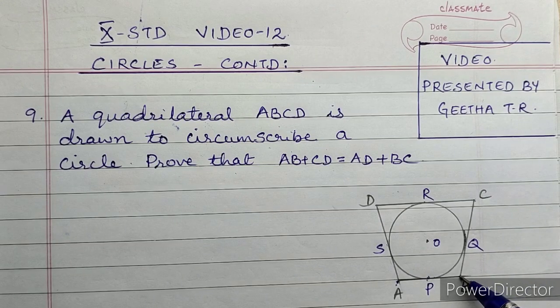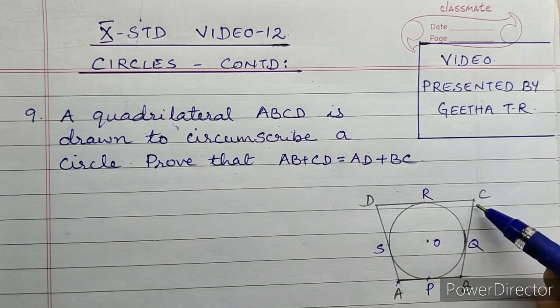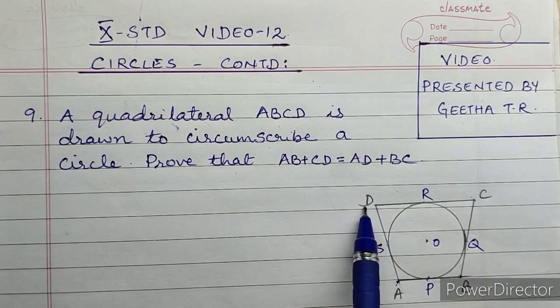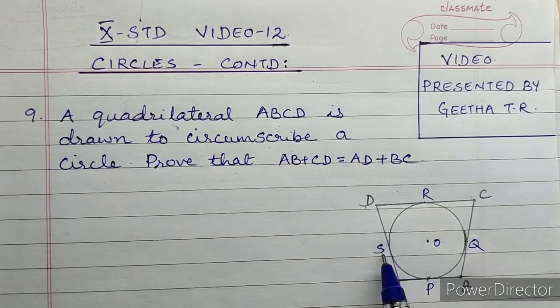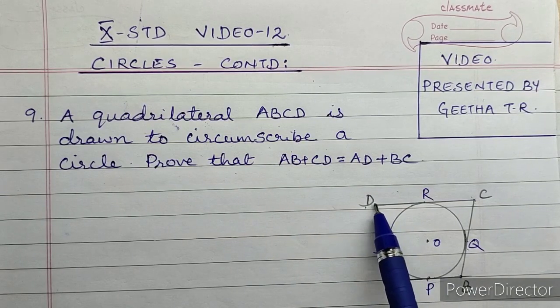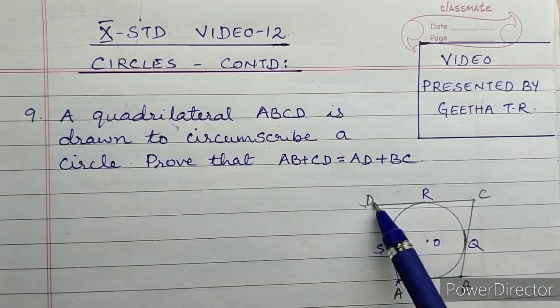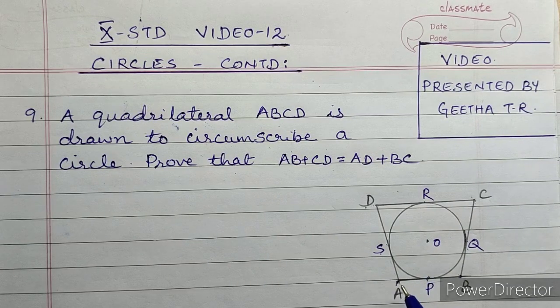Next, point B. Consider B as the external point. Which are the tangents then? Yes, it is BQ and BP, 2 tangents from the external point B. Next C. C is the external point, so CQ and CR are the 2 tangents to the circle from C. Last one is D. Consider this as the external point. So DR and DS are the 2 tangents from the external point D to the given circle. So here you can see 4 external points, and for each external point, 2 tangents.